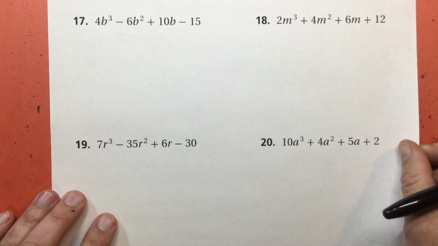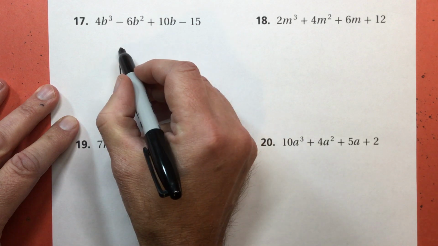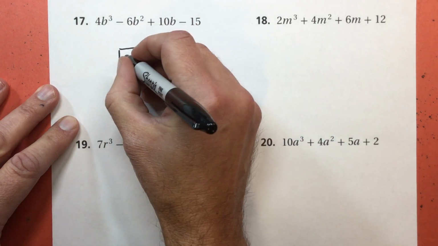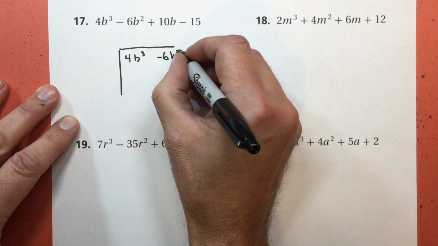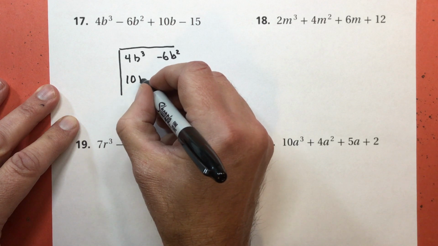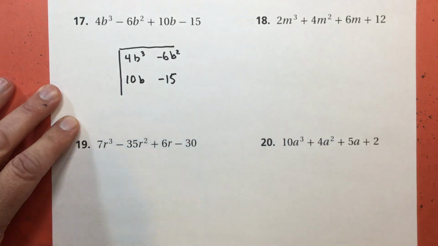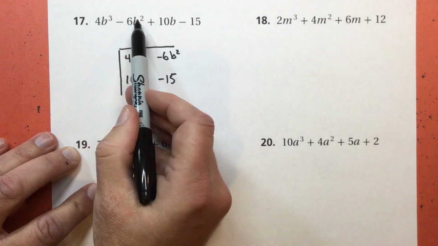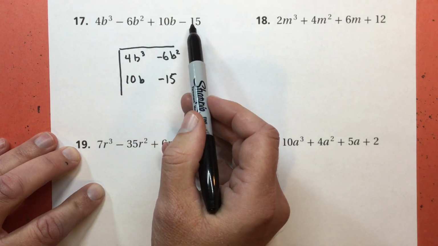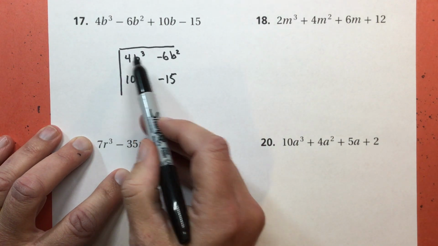Now for the rest of these, I'm going to do my way. All right. So I'm going to make my box: 4b to the third power, negative 6b to the second power, 10b, negative 15. And all I'm doing is the exact same thing I just saw. I'm going to find out what do these two have in common, like these two. What do these two have in common, like those two? And then I'm just going to figure out what's left over. That's it.